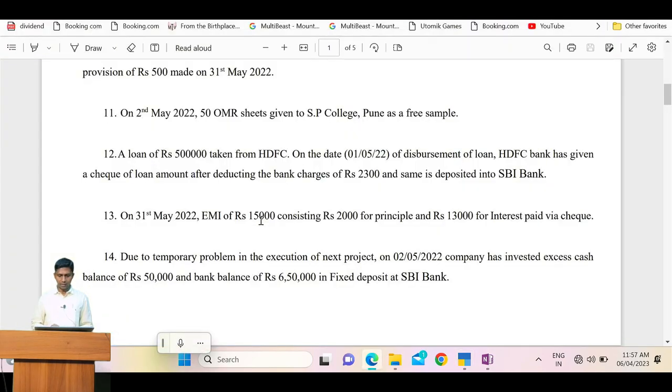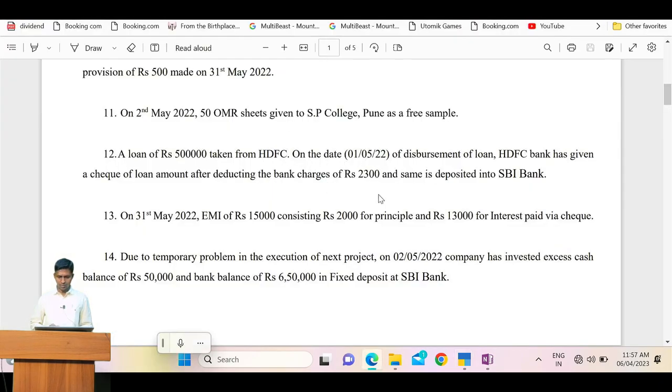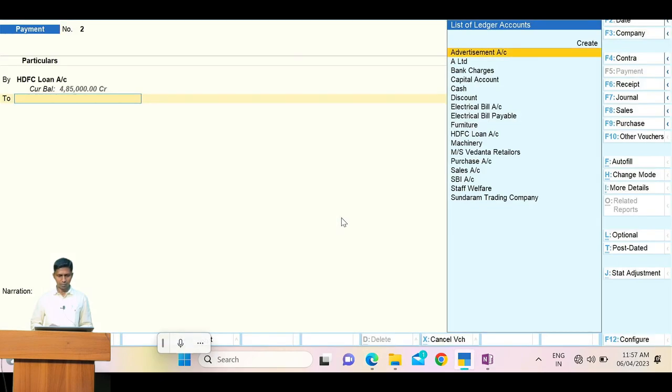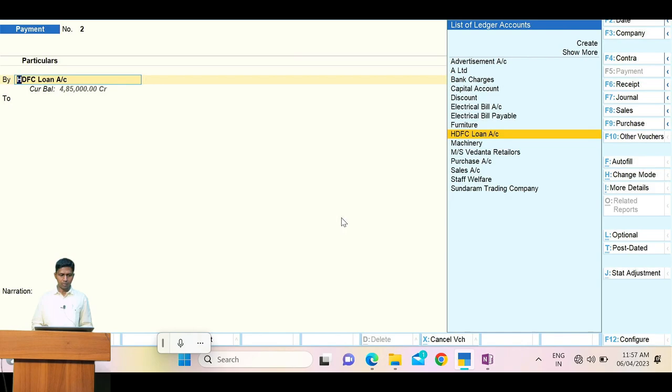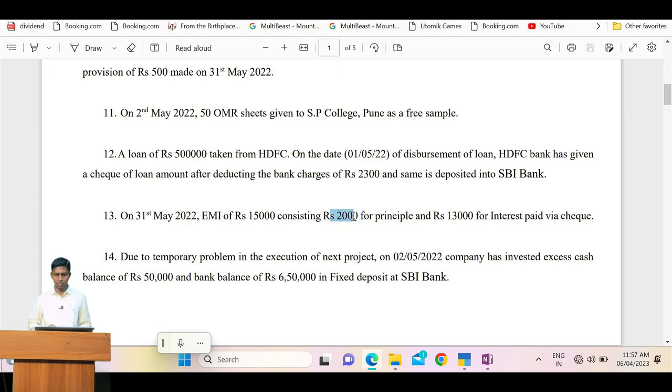Okay, then in HDFC loan, against what? No, you are paying total 15,000. Correct. Let's do one thing. This is total. The principal amount of the loan is how much, that you should write in front of HDFC loan, because in EMI, two parts are there: 2,000 principal and 13,000 interest.